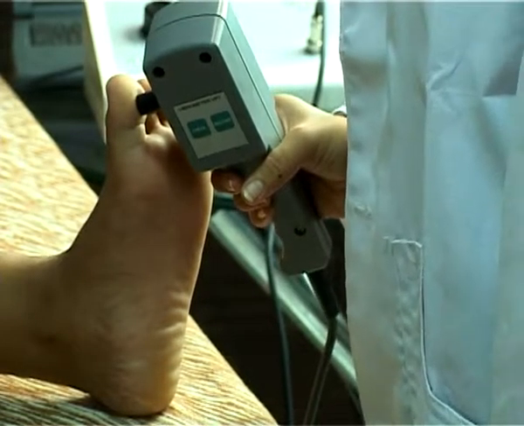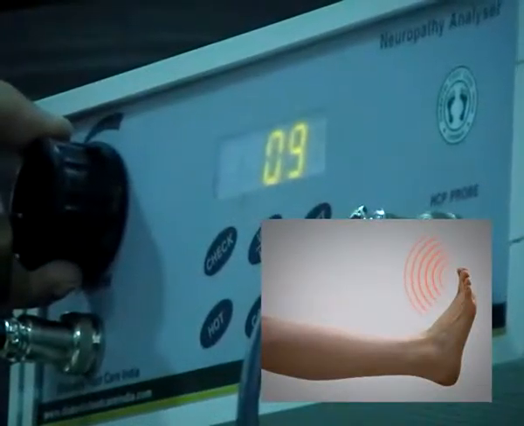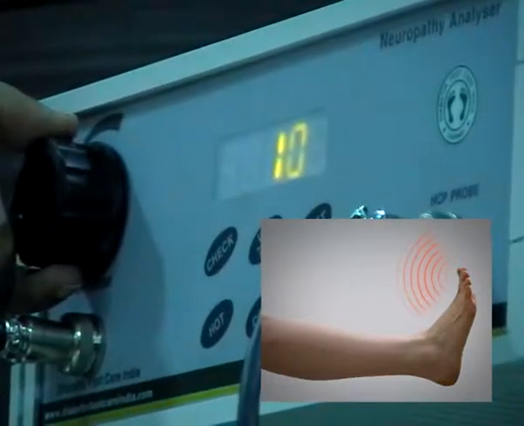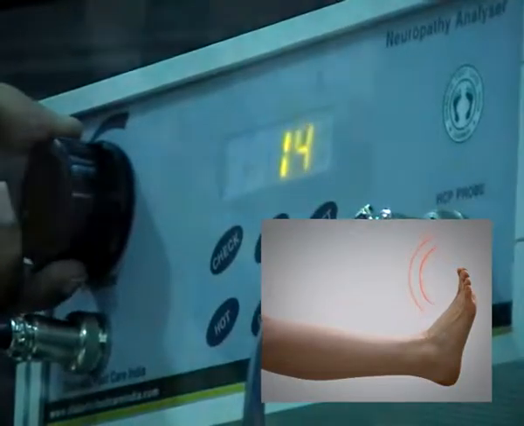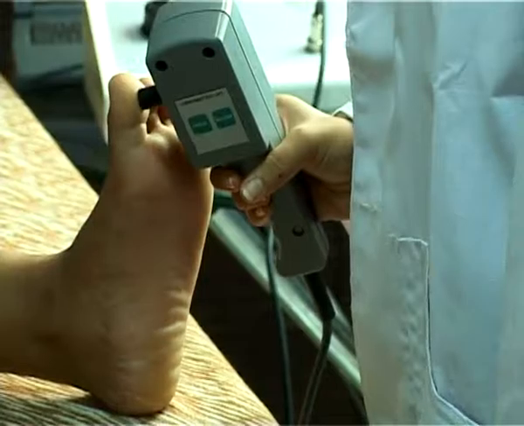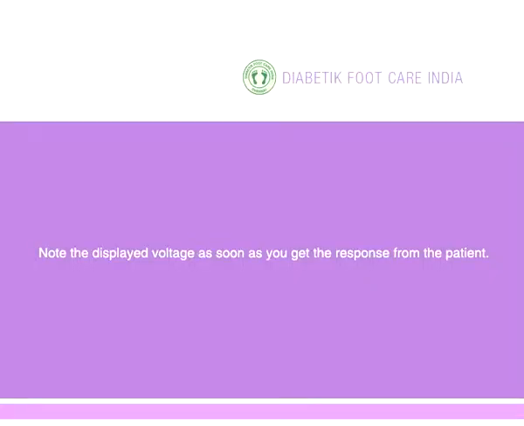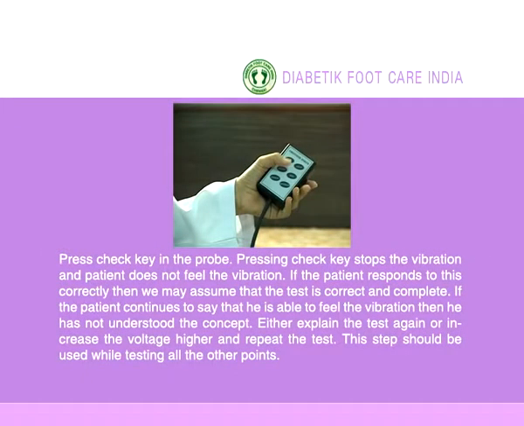Place the tip of the probe gently at the tip of the great toe and increase the voltage slowly. As the voltage increases, the strength of the vibration also increases. Ask the patient if he feels the vibration. Note the displayed voltage as soon as you get the response from the patient. Press the check key in the probe. Pressing the check key stops the vibration and the patient does not feel the vibration.